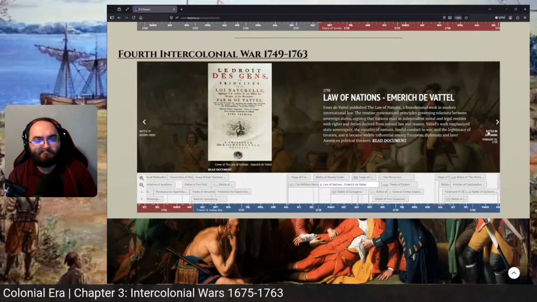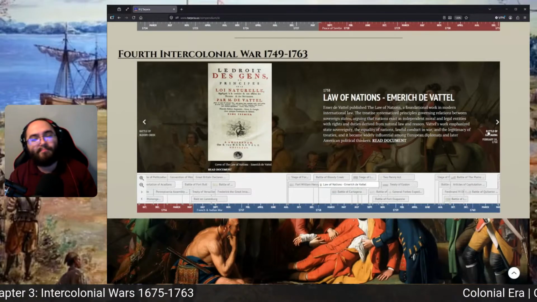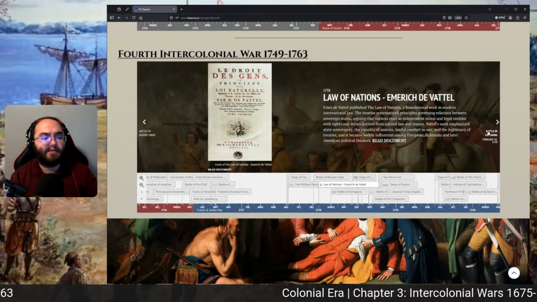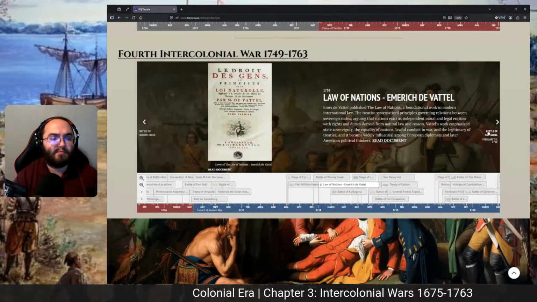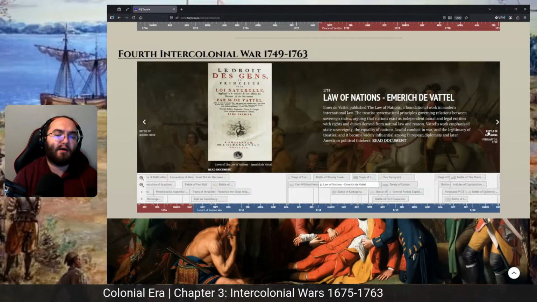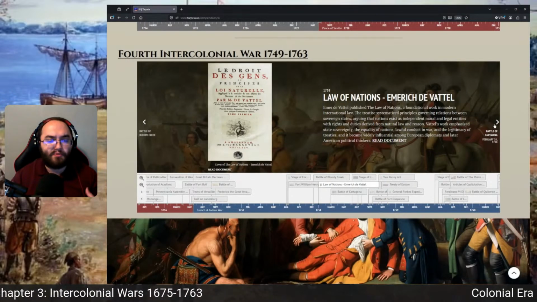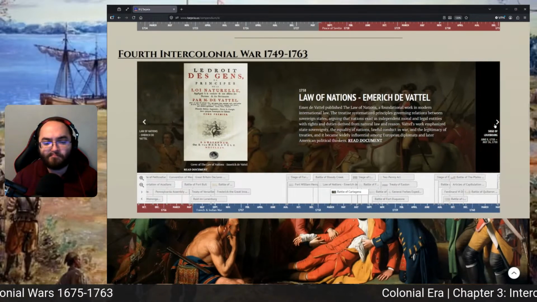And this is an important, maybe not important, but it is an interesting political read for understanding civics at this time, or what people believed when it comes to their civic philosophy.